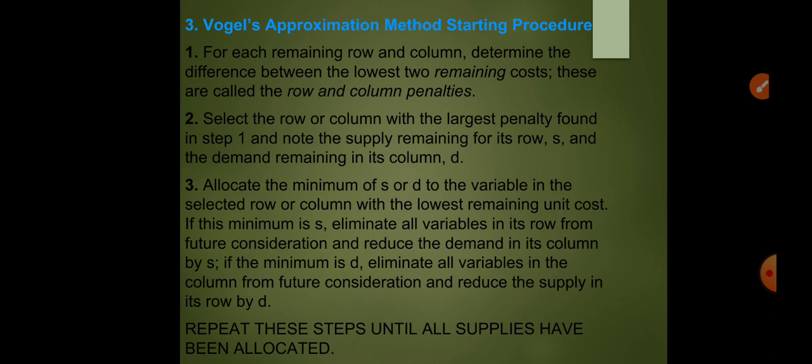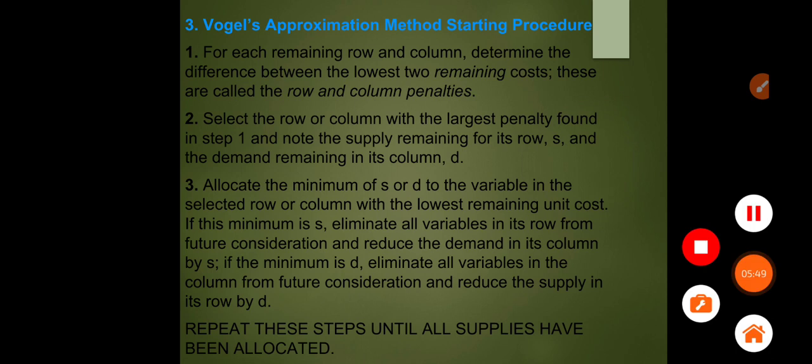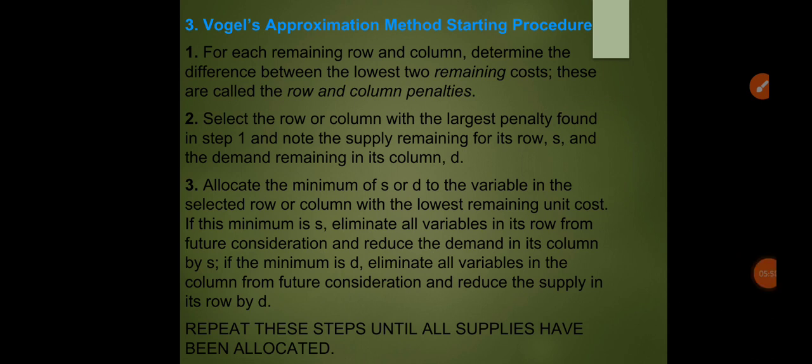Allocate the minimum of S or D to the variable in the selected row or column with the lowest remaining unit cost. If this minimum is S, eliminate all variables in its row from future consideration and reduce the demand in its column by S. If the minimum is D, eliminate all variables in the column from future consideration and reduce the supply in its row by D. Repeat these steps until all supplies have been allocated.